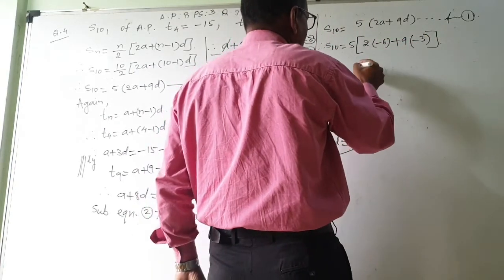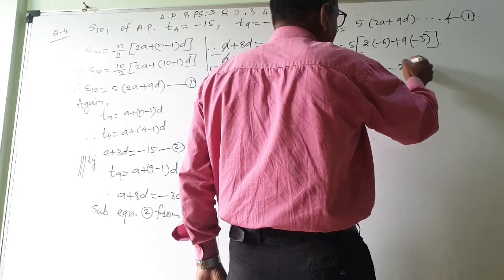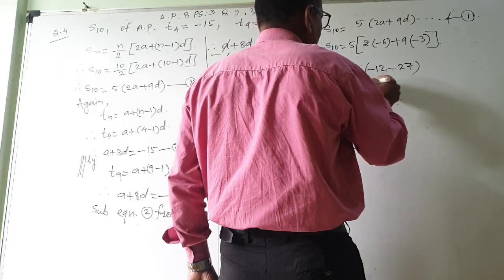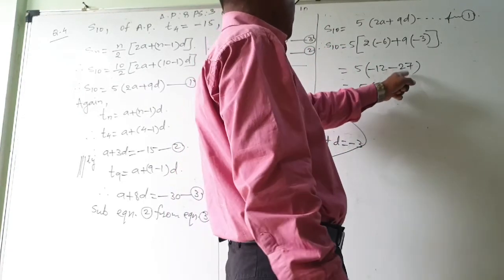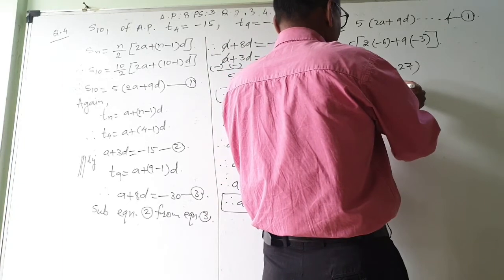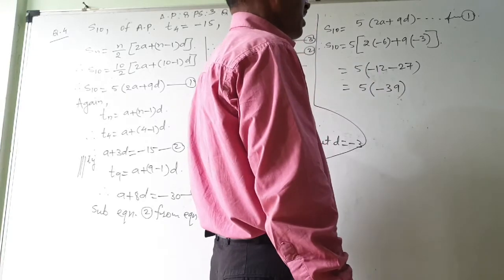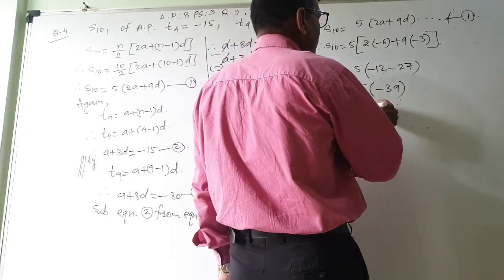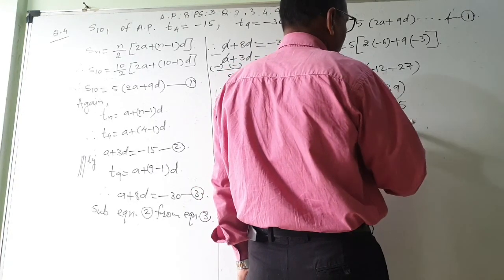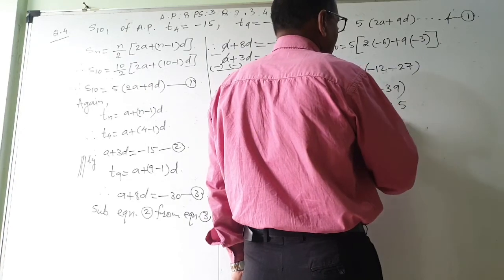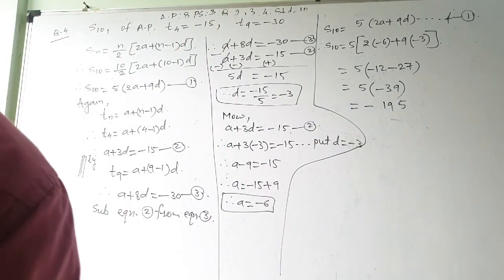That is equal to 5 into, this will be minus 12, this will be minus 27. This is equal to 5 into minus 39. Have you understood this? So that is equal to, now this will be minus, 9 5s are 45, carry 4, 5 3s are 15, 15 plus 4 is 19, minus 195. So that is your sum. So this was asked in the question.